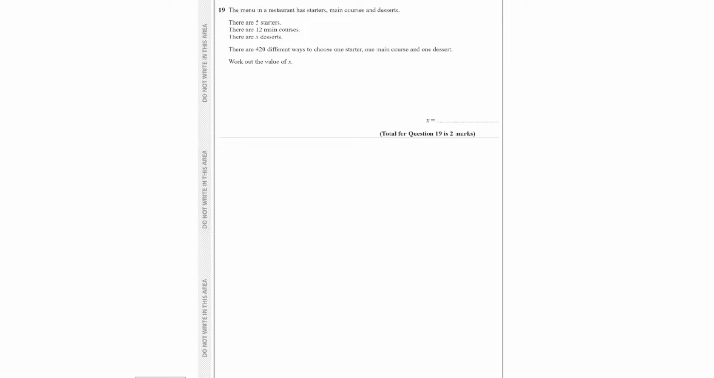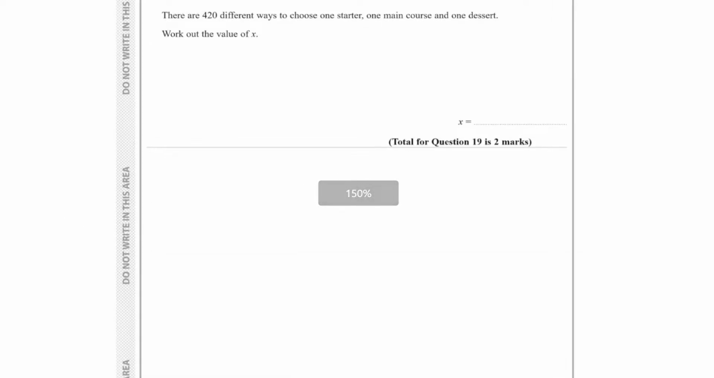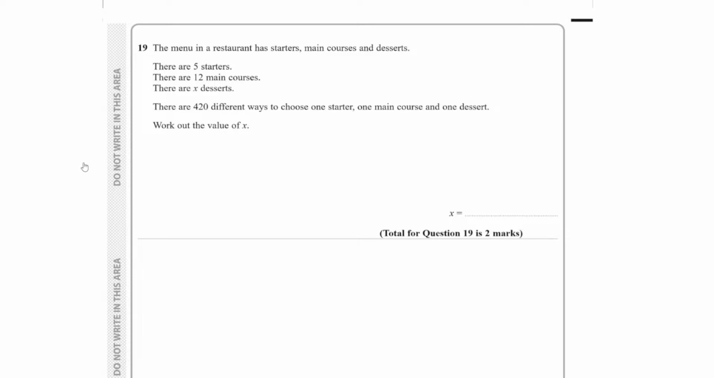Okay, question 19. This might be a topic that you might have seen a while ago. Hopefully you've not forgotten about it, but I think this is one where a lot of people forget that it exists, really. So, the menu in a restaurant has starters, main courses, and desserts. There are 5 starters, there are 12 main courses, and there are x desserts. They then tell us that there are 420 different ways to choose 1 starter, 1 main course, and 1 dessert. Work out the value of x.